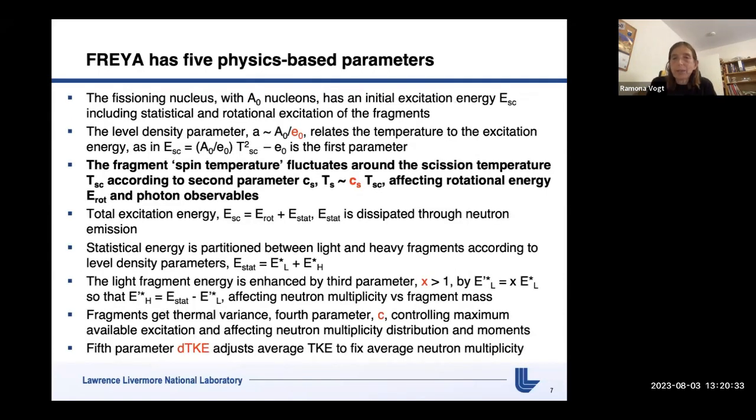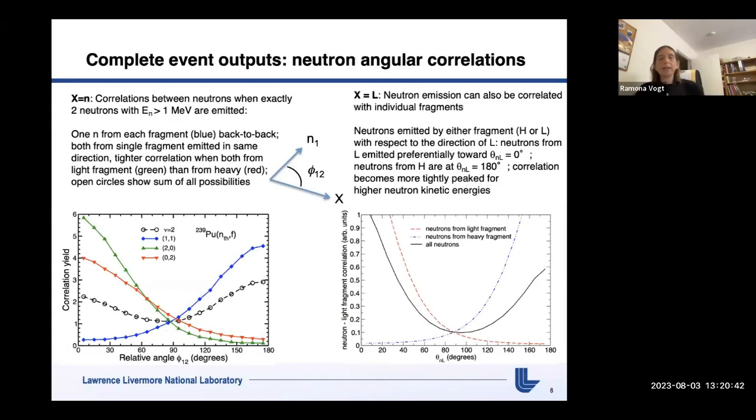So Freya has 5 basic parameters, which I'm not going to go into. You can ask me about them later if you want, but I just want to mention briefly something that Nathan discussed yesterday, the neutron angular correlations, which is something that you can only get from a code like Freya. I'm looking at neutron-neutron correlations on the left, and neutron light fragment correlations on the right. And the 2-peak structure that Nathan showed yesterday is shown by the black dots. And that's the sum of 3 separate possibilities.